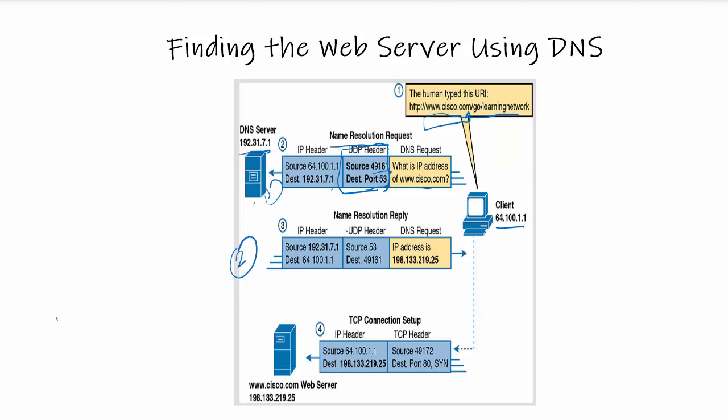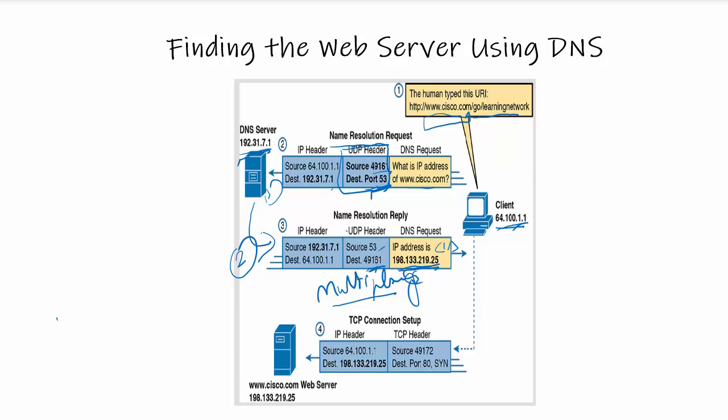In the second packet, the DNS server responds with the source IP address as its own IP address 192.168.7.1, and the destination as 64.100.1.1, and the source port would be 53 because it is responding on the DNS service. So this is 53, and the destination port would be 49161. So here again the concept of multiplexing comes into the picture. If you have any questions regarding multiplexing, please go to my other videos about TCP multiplexing so you can understand clearly. So the port number 49161 is the destination port here, and the DNS response says that the IP address of Cisco is 198.133.219.25.